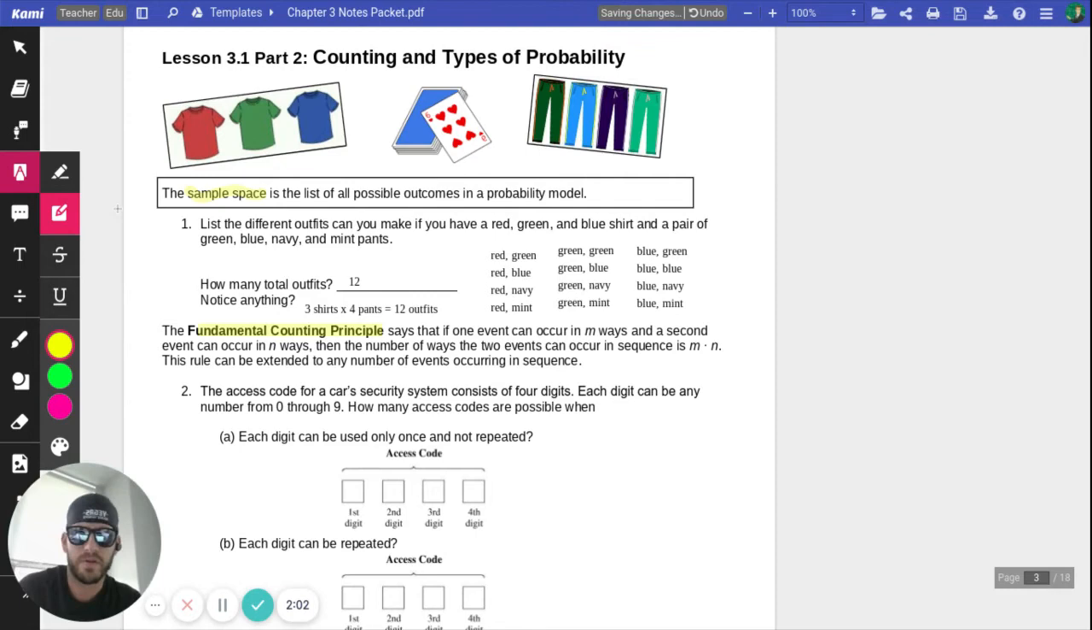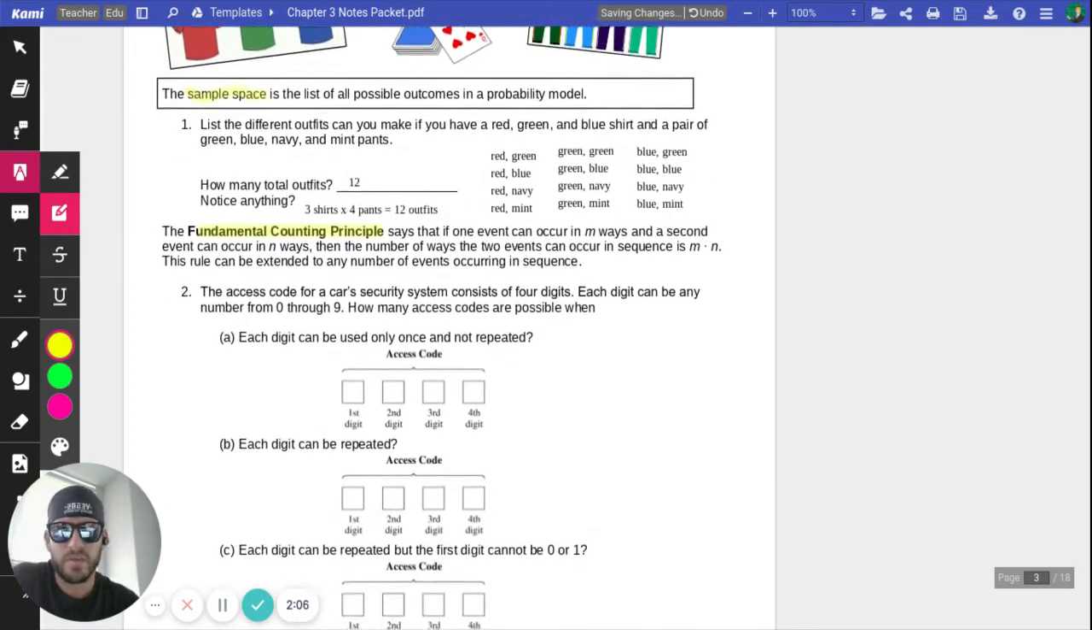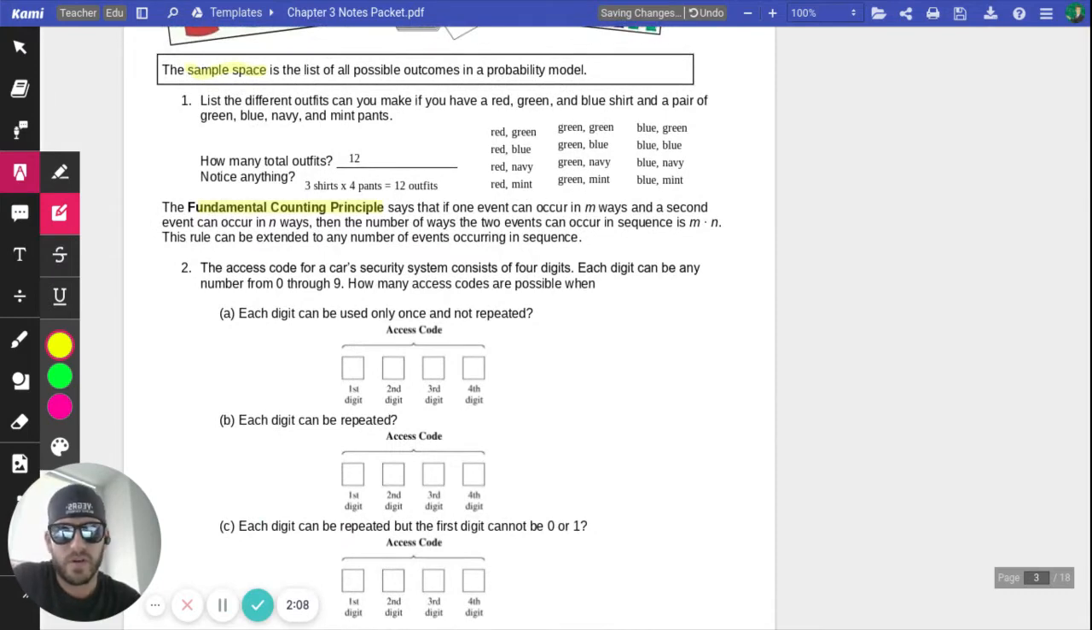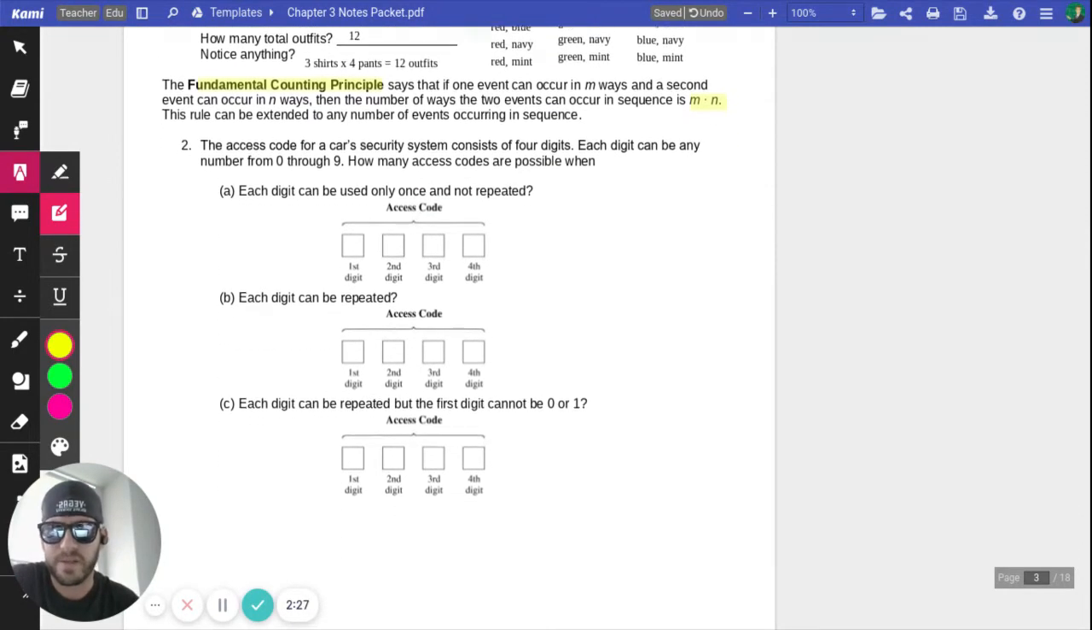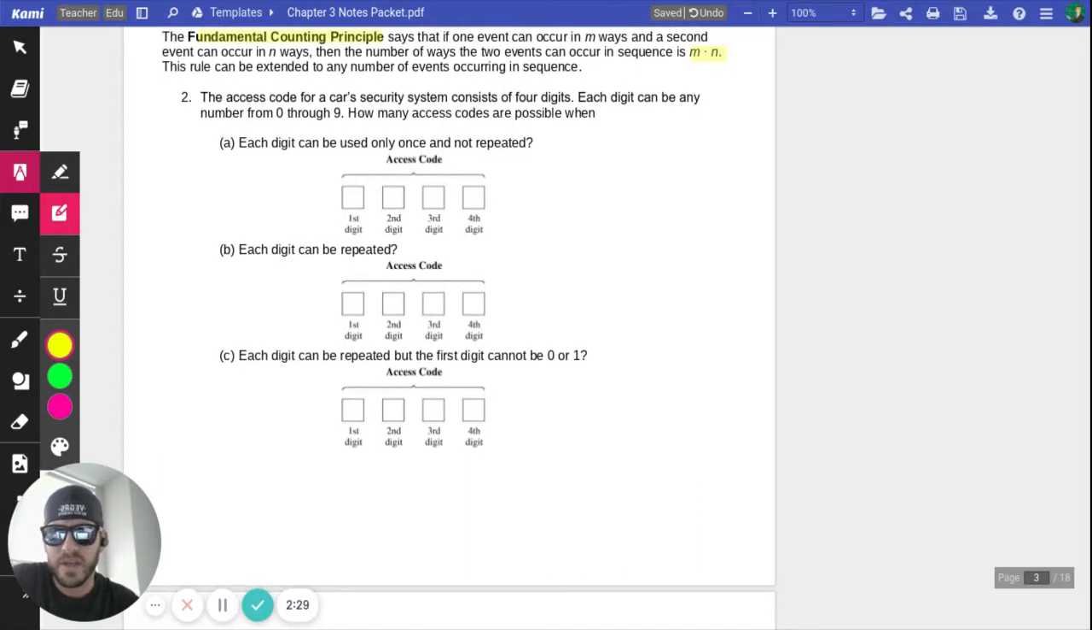It says if one event can occur in m ways, a second event can occur in n ways, the number of ways the 2 events can occur is m times n. So we can just multiply those 2, and it can be extended to any number of events occurring in sequence. So if we had shoes to add or other accessories, then we can just keep multiplying to get the different number of outfits. And you guys know this very well and have seen this multiple times in your math career and otherwise.